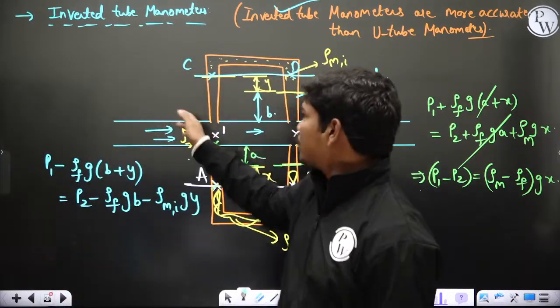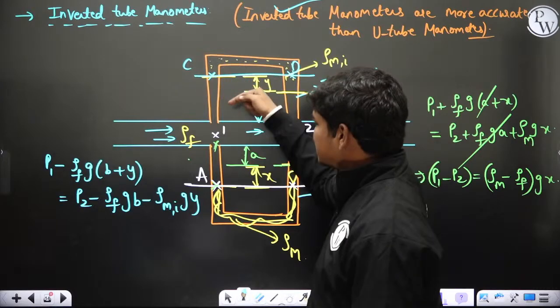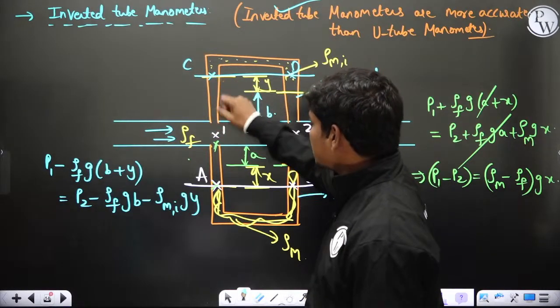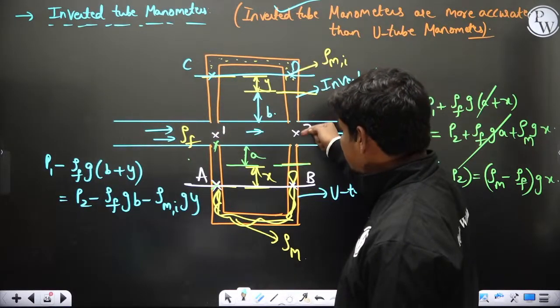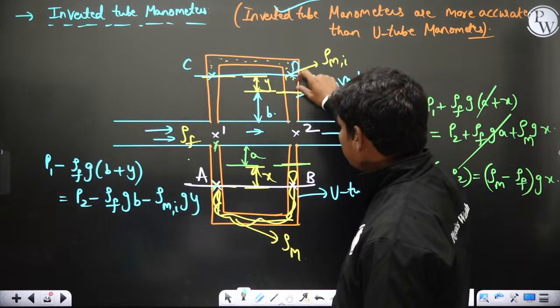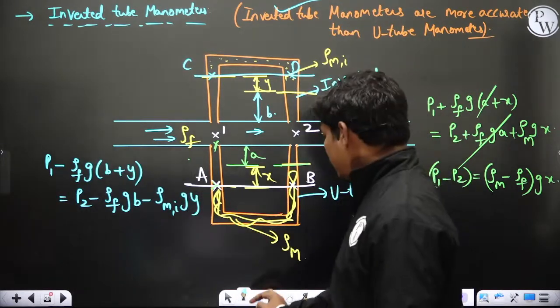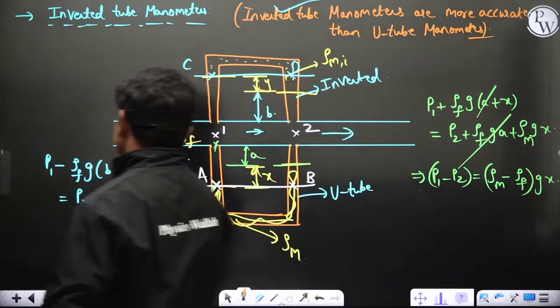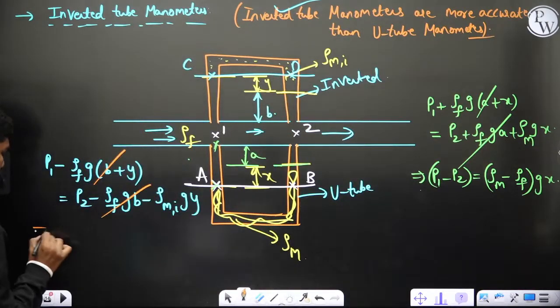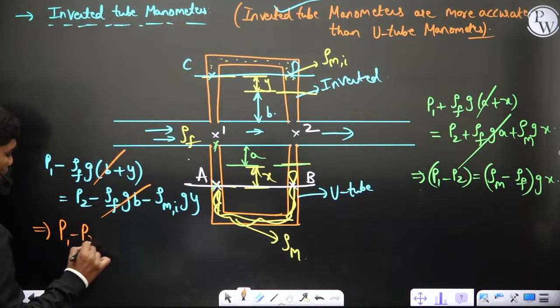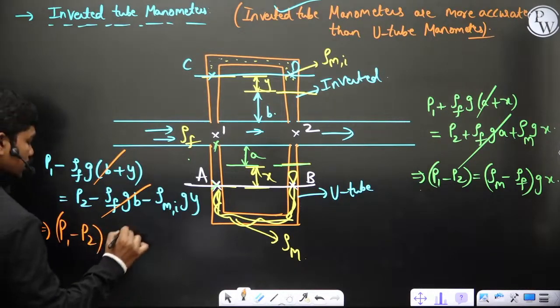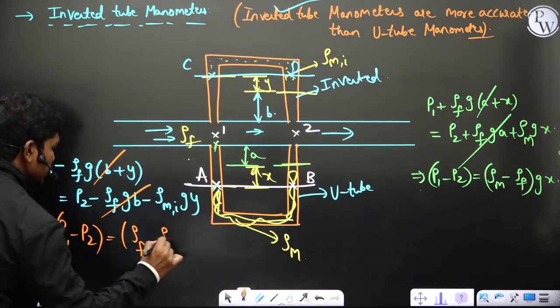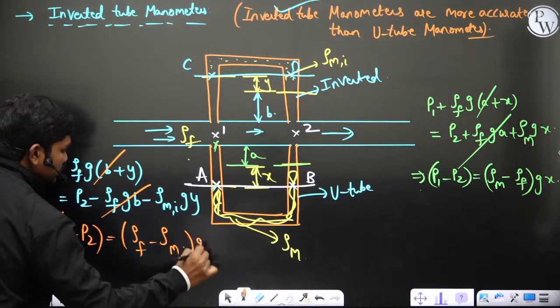Because if you take the top manometer, definitely pressure at this location is pressure at this location minus this fluid column. Similarly, pressure at location D is pressure at this location minus this fluid column minus this fluid column. That's what you have. Now if you do certain simplification, again this B term gets cancelled, and P1 minus P2 in this case is rho fluid minus rho manometric inverted, times g y.